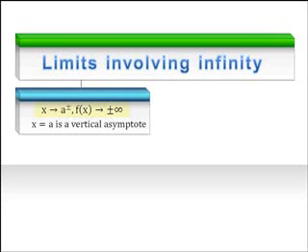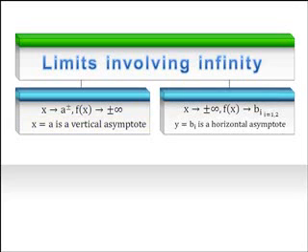Limits involving infinity. This is our second video, which is talking about limits. Now, when we are going to have infinity inserted with a limit, we have two scenarios. Either when x is approaching the number a, whether from left or from right, the value of your function is going to decrease or increase without any bound. In this case, we say that the line x is equal to a is a vertical asymptote of your function.